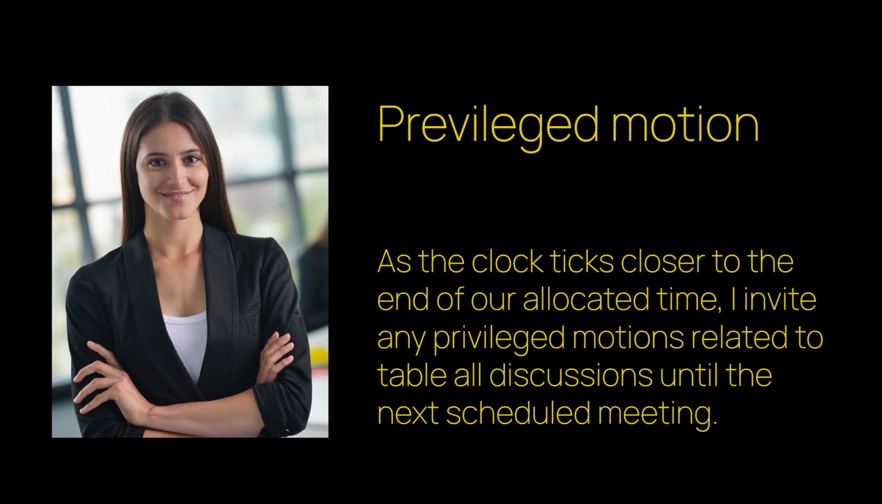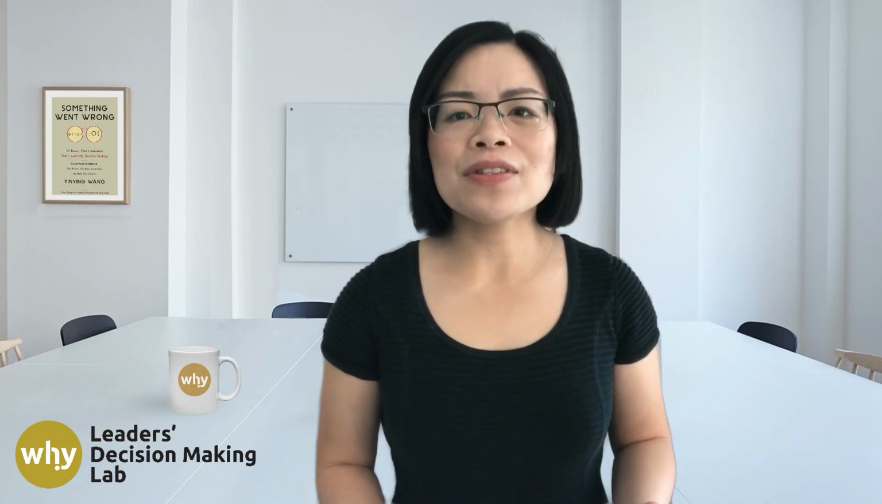As the discussion progresses, you notice the clock and remember that the meeting room is booked for another event soon after your allotted time. You can say, as the clock ticks closer to the end of our allotted time, I invite any privileged motions related to table all discussion until the next scheduled meeting. In situations where time is of the essence, privileged motions can be particularly useful.